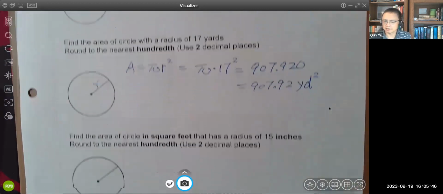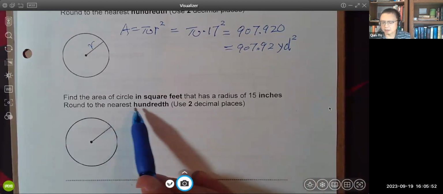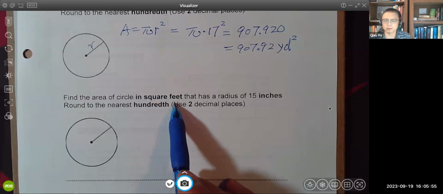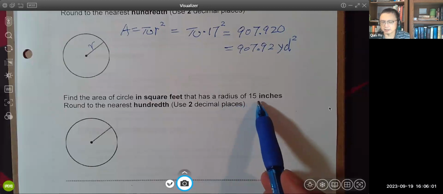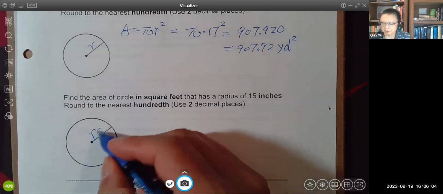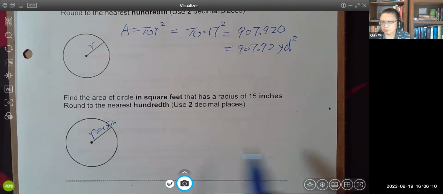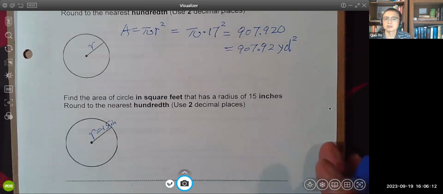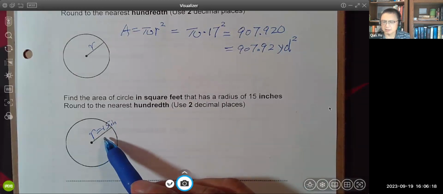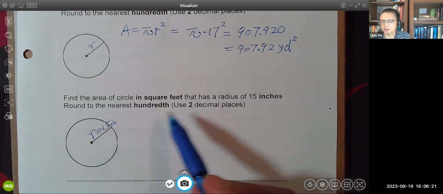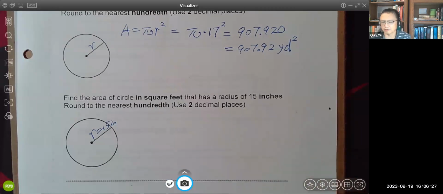Now the third one, still the area of a circle, but this time our answer should be in square feet. That's required. This circle has a radius of 15 inches. So r here is 15 inches. Round to the hundredth place, just like the previous two. Now, we are given the radius in inches, but we are required to give the final answer in square feet. That means our inches have to be converted to feet.